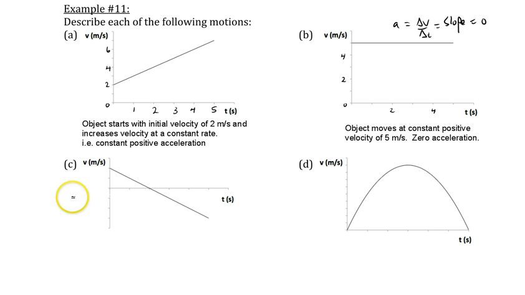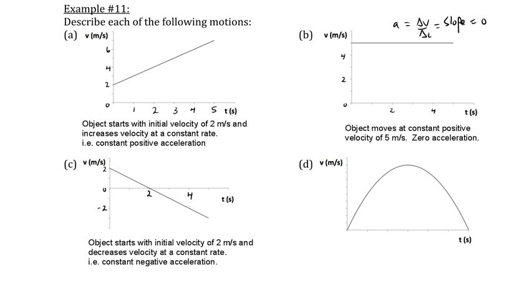All right, moving on to 11c, you may want to annotate this as well. Here we have an object starting with an initial velocity of 2 meters per second, and its velocity is decreasing at a constant rate. So we have an object starting with initial velocity of 2 meters per second, and it is decreasing at a constant rate in velocity, which is constant negative acceleration. Notice that at 2 seconds, the velocity is equal to 0.